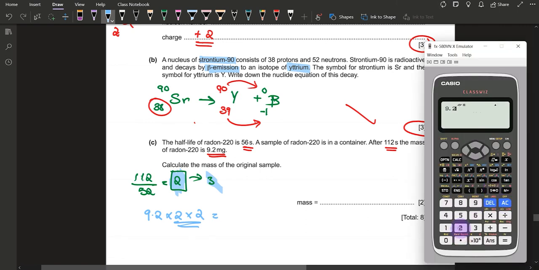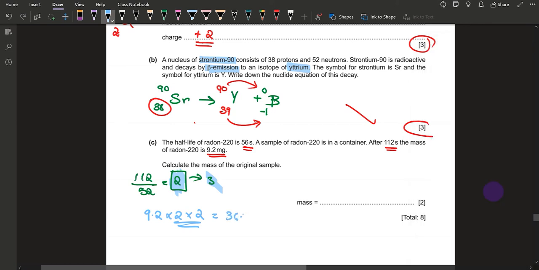And 9.2 into 2 into 2 is going to give us our answer as 36.8. And this is approximately equal to 37. And we can write our mass here as 37 milligrams, because the unit of this is also milligrams. And we are done with this paper.